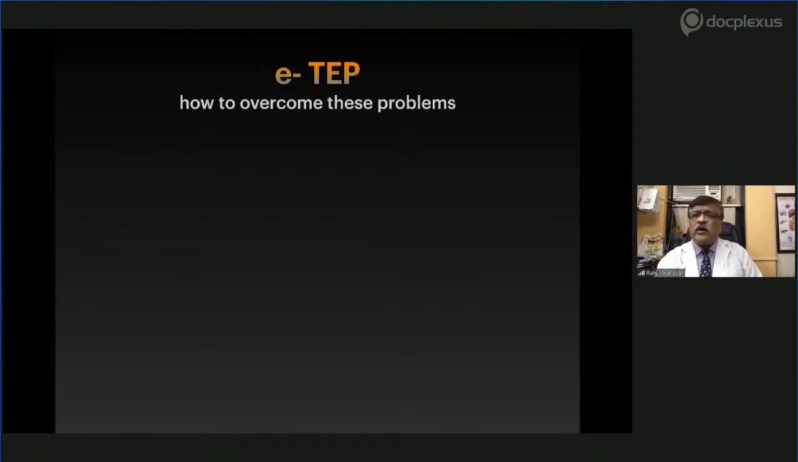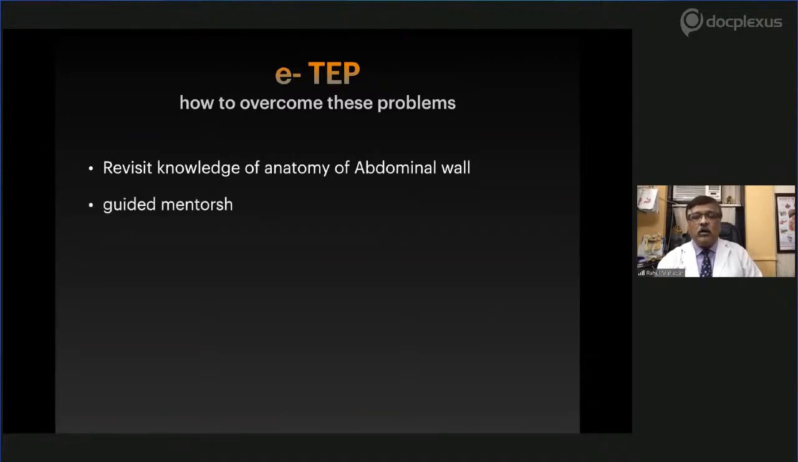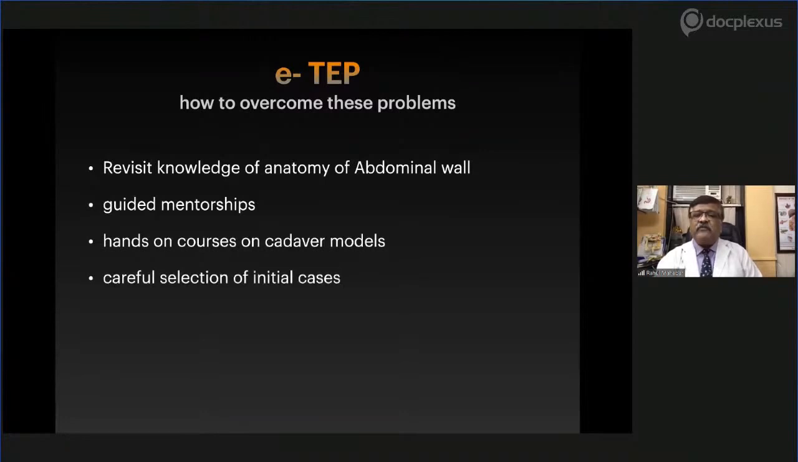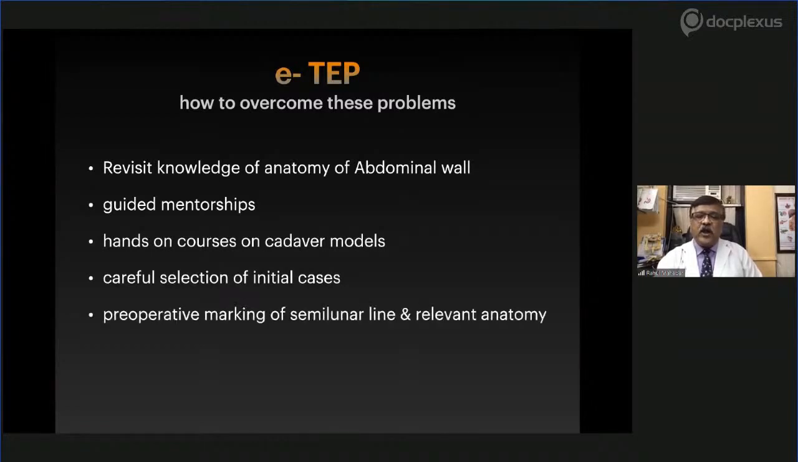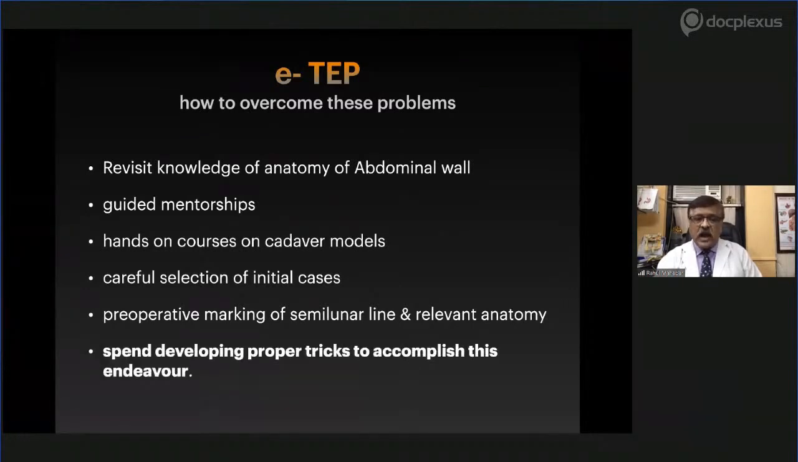Now, how do we overcome these problems of E-TEP? You have to revisit the knowledge of the anatomy of the anterior abdominal wall. Guided mentorship is required, hands-on courses on cadaver models are a necessity of the time, and careful selection of initial cases is a must to start with for E-TEP procedures. Preoperative marking of the semilunar line and relevant anatomy is a must. And you have to spend time developing the proper tricks to accomplish this particular endeavor.